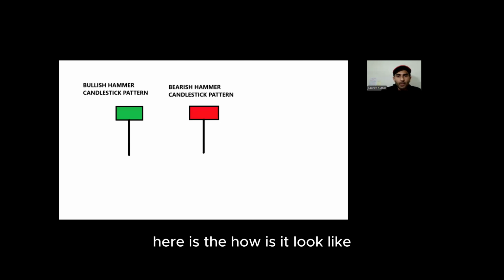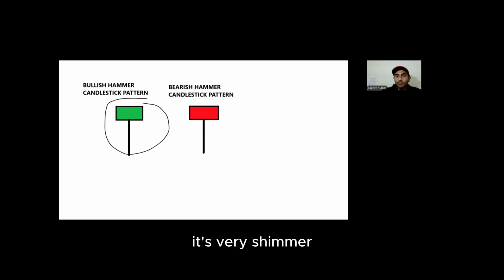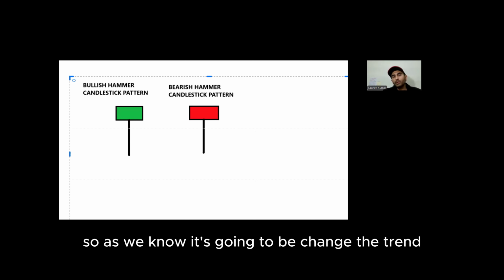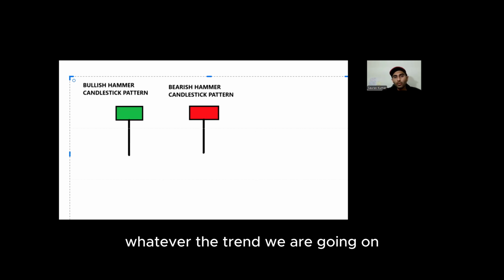Here is how it looks. It looks like a hammer, right? So whenever it's green, it's a bullish hammer. When it's red, it's a bearish hammer. So as we know, it's going to change the trend. Whatever the trend we are going on, it will always go to the opposite.